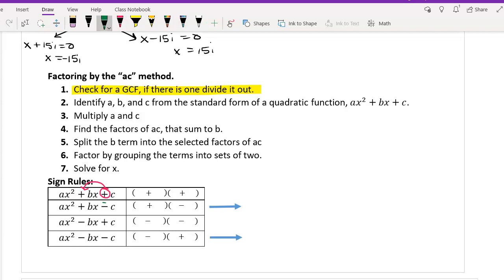This one says both of my signs are negative, or both my signs are different. I'm going to have one positive and one negative. So I'm going to look at that B term. Because B is positive, the largest factor will be the positive number.